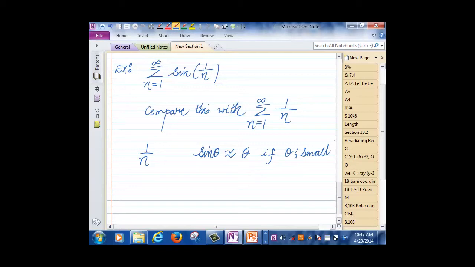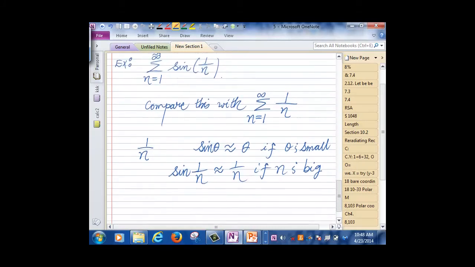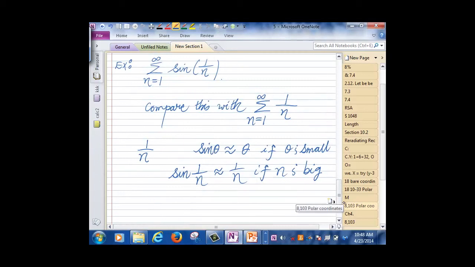So I know that when n is big, each term of my series is about the same as 1 over n. Because when n is big, the angle 1 over n is small. So sine of 1 over n is about the same as 1 over n if n is big, and I can use this fact. So that's why I'm making this guess that my series is probably divergent. Is everybody okay? So now how do I show that my series is divergent? Well, I have a series to compare with.